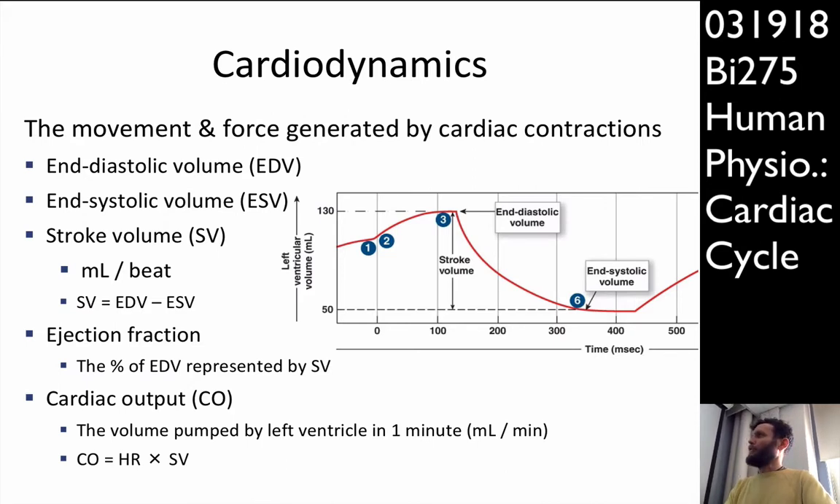A term that you often run into in medicine is ejection fraction, and that's simply the percentage of end diastolic volume that stroke volume represents. Is that 60% of the total volume of the heart, 80%? What is that ejection fraction of the heart? And lastly, cardiac output, as I'd already said, is simply the product of the stroke volume and the heart rate, which gives you the total volume of blood pumped by the left ventricle in a minute.